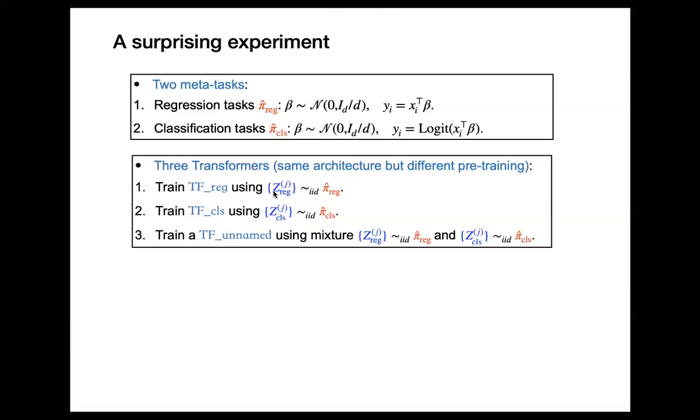We train 3 transformers, and they have the same architecture, but they may have different pre-training processes. So we have trained a TF-reg on these regression tasks. That means we generate a bunch of data sets that follow this regression task, and we use another algorithm, a reinforcement algorithm, to train this TF-reg. And for the second transformer, TF-CLS, we train it using the classification task. And we train a third transformer called TF-unnamed using a mixture of regression tasks and classification tasks.